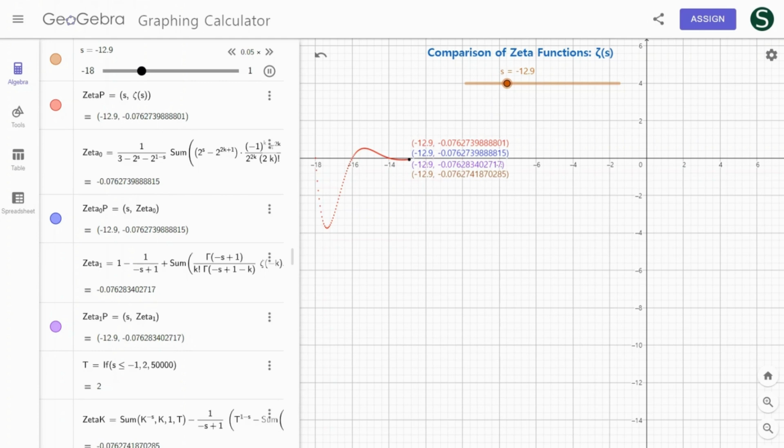The blue zeta function is a negative even zeta function with 60 terms, and it shows an error of more than 12 decimal places with the red GeoGebra mathematical function.